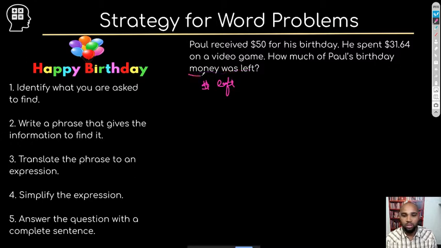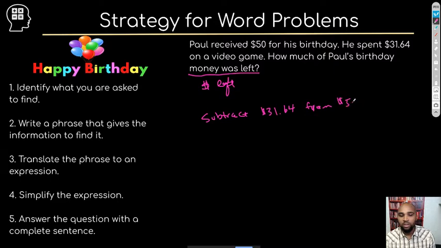You may not write it out, but write a phrase that gives you information to find it. How do we find the money that's left? Well, we're going to subtract $31.64 from $50. All right, let's put this into an expression that we can use, some mathematical expression. So that's really going to be 50 minus 31.64. And simplify this expression, doing kind of mental math here.